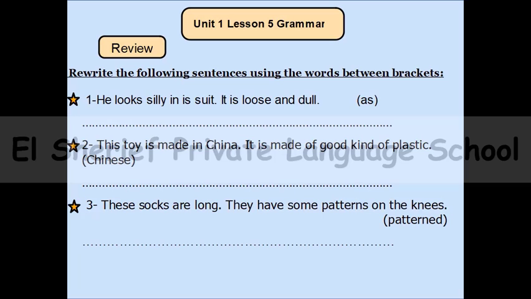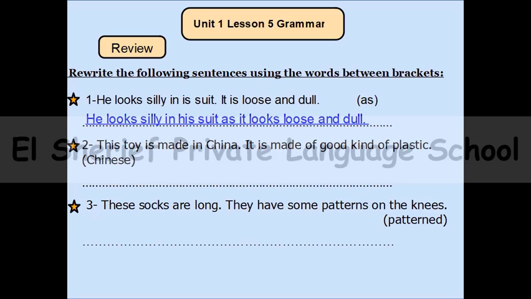Number 1, he looks silly in his suit. It is loose and dull. So we need you to use "as", and here you will use the word "as" with the meaning of "because". So here we can find that the answer is: he looks silly in his suit as it looks loose and dull. Do you remember the word loose? Yeah, so that's the right answer.